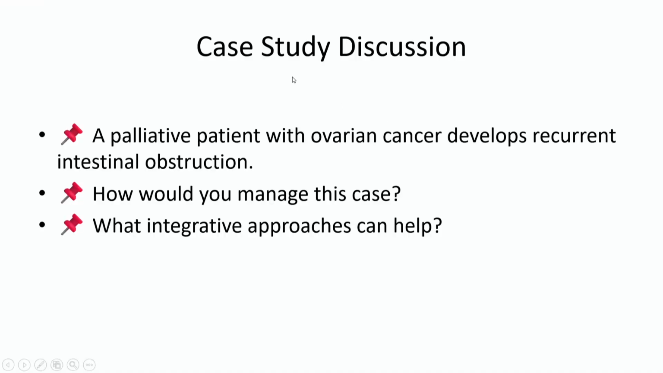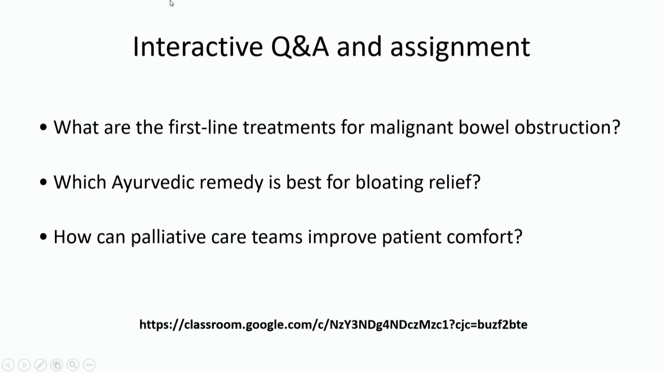So, case study discussion: a palliative patient with ovarian cancer develops a recurrent intestinal obstruction. The question is, how would you manage this case as a palliative caregiver? What integrative approach can help? You have to give a patient-centric model for improving his quality of life. What will you do? You have to plan accordingly, and answer it on this classroom link.